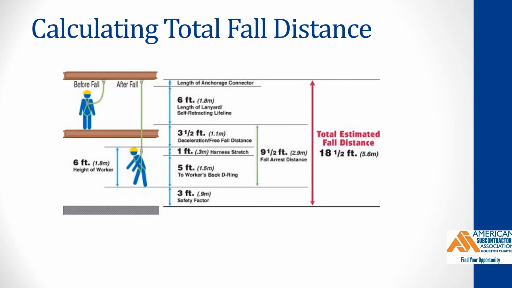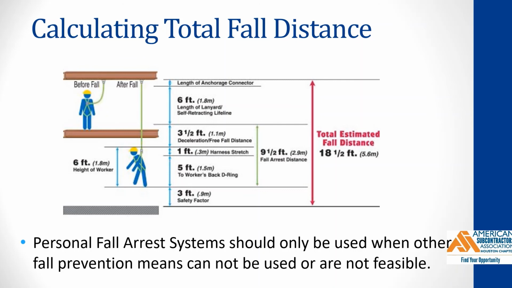You add the length of the lanyard plus the deceleration distance plus the height of the worker, which is generally the height of the D-ring and harness stretch, plus a safety factor. In the diagram above, the total fall distance with this system would be calculated to 18.5 feet.